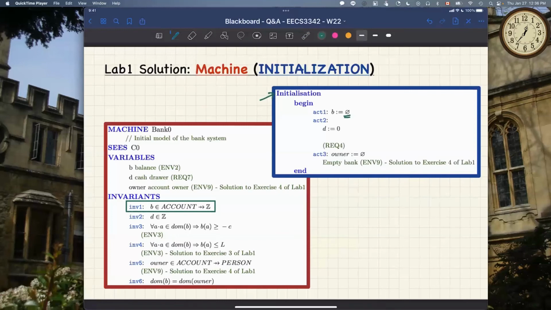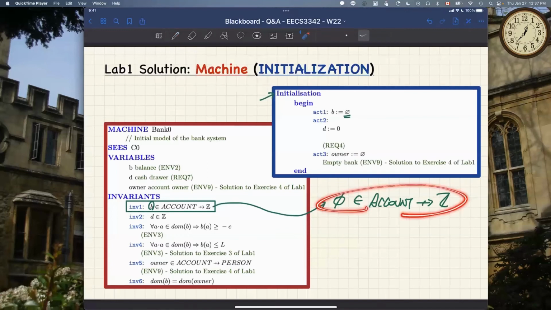You can think about the very basic stuff. In order to really discharge invariant number 1, what Rodin would do in step number 1 is to replace the B over here by just the empty set. So they will simply get: the empty set is a member of this partial function, accounts partial function, and this, right? And that will be basically step number 1 for the auto-prover of Rodin.